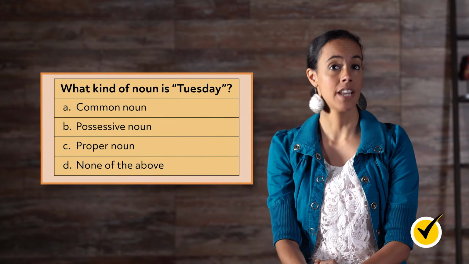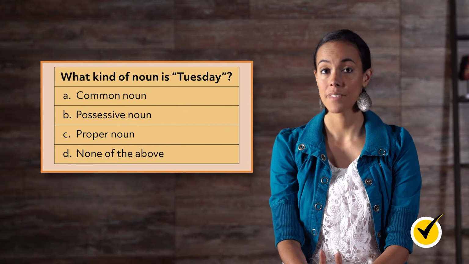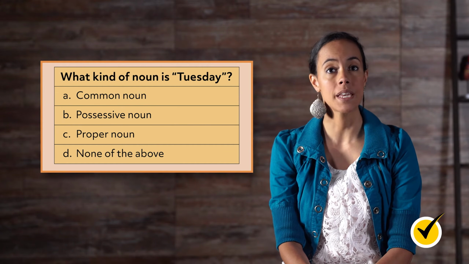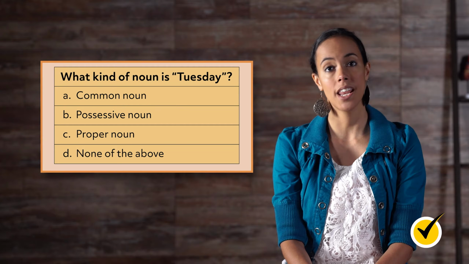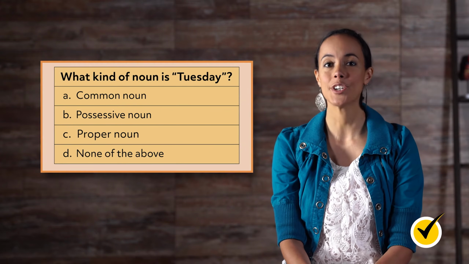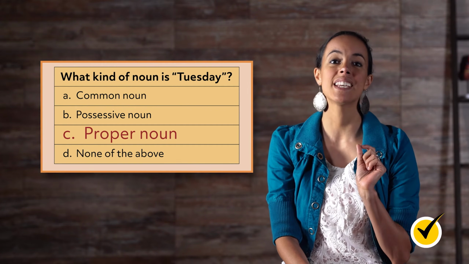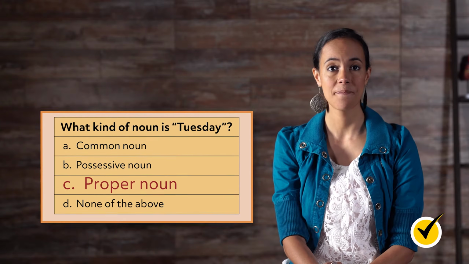Nouns and pronouns are essential pieces needed to complete sentences. Before we end, let's do a few practice examples to make sure we got the hang of all we went over today. What kind of noun is Tuesday? A, a common noun, B, possessive noun, C, proper noun, or D, none of the above? The answer is C, proper noun, because it's the name of a specific day.